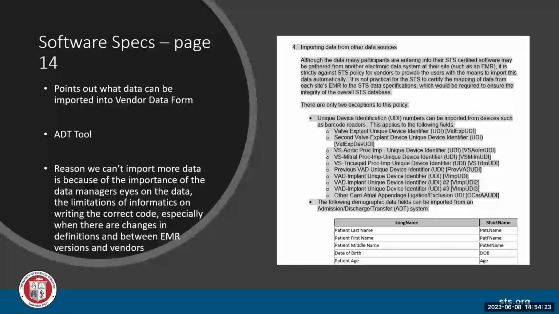So page 14 will tell you what you can import. Basically, the ADT tool, which is really your admission discharge tool. You can do last names, first names, dates of birth, patient's age. This page 14 will tell you exactly what you can import and what you can't import.